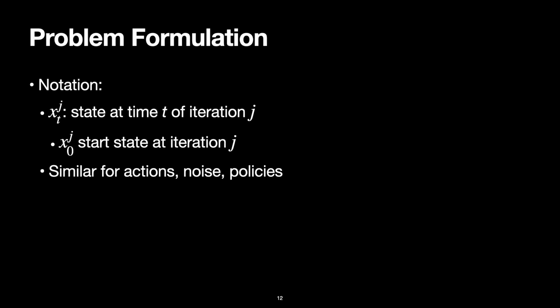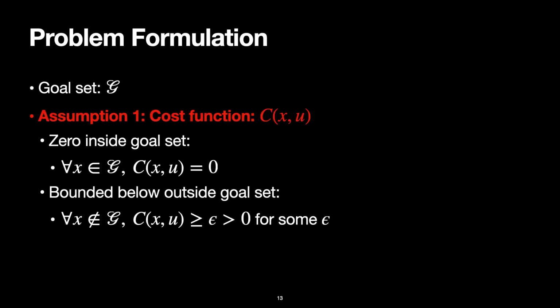We will use superscripts to denote iterations and subscripts to denote time steps within that iteration. We use this notation for controls, policies, and noise realizations. Let calligraphic G denote a goal set, which is a subset of the state space that we would like the system to converge to. In addition to this, we define a cost function that takes in the current state and control. We assume that the cost function is 0 inside the goal set, and lower bounded by some positive value everywhere outside the goal set.